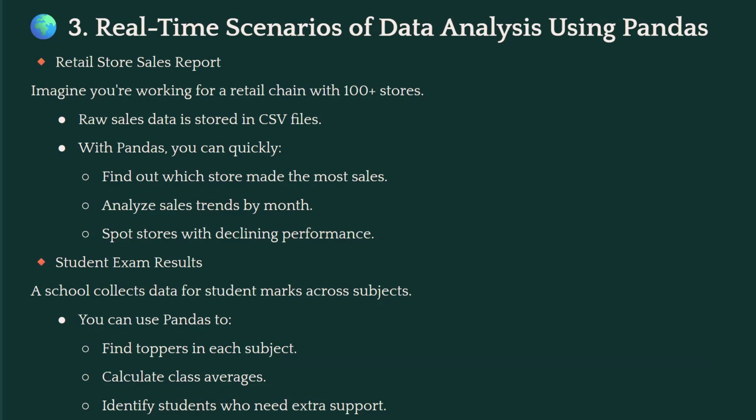Now, student exam results. This is another scenario. Here, a school collects data from the students' marks across the subjects. You can use Pandas to find the toppers in a subject, calculate the class average, and identify students who need extra support. So when a result is declared, you get an idea that this many percent of students got this much marks, these students were the toppers, and this was the average score.